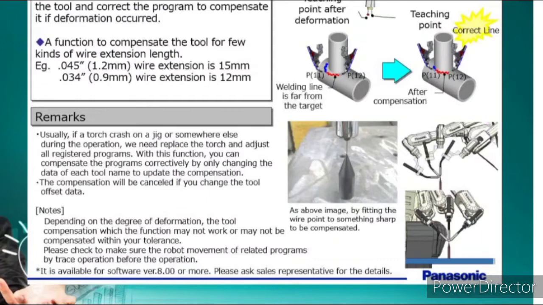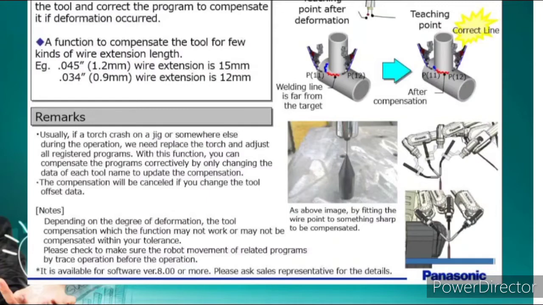Depending on the degree of the deformations, the tool compensation function may not work or may not be compensated within your tolerance. Please make sure to check the robot movements of the related program by the trace operations before the operations. It is available for software version 8 or more.